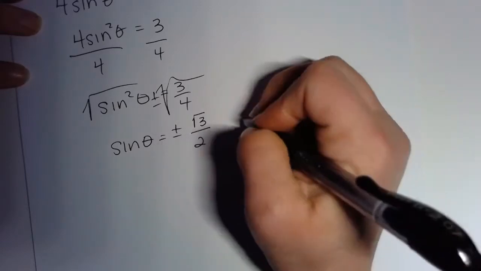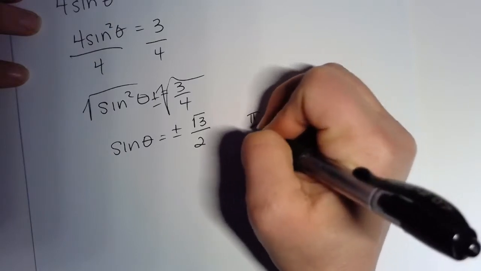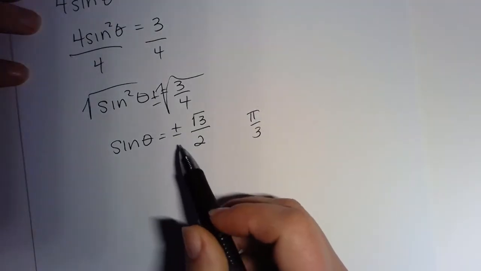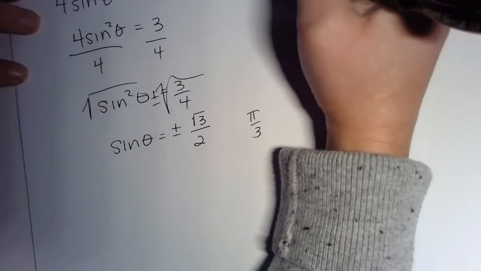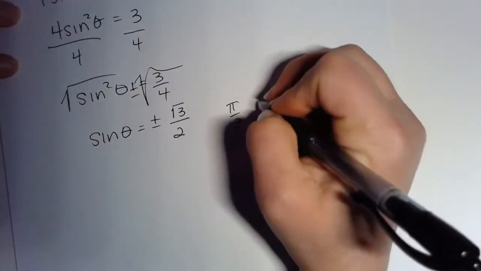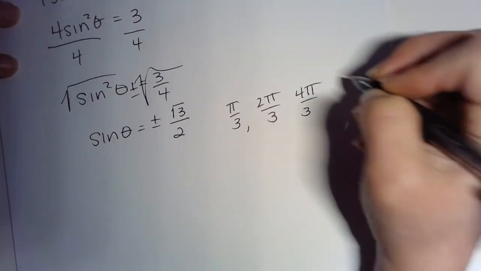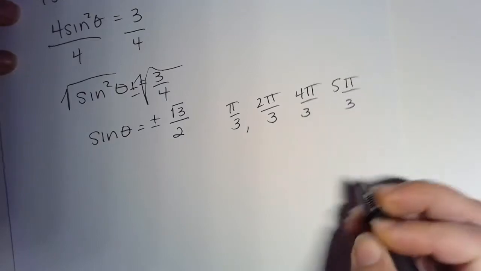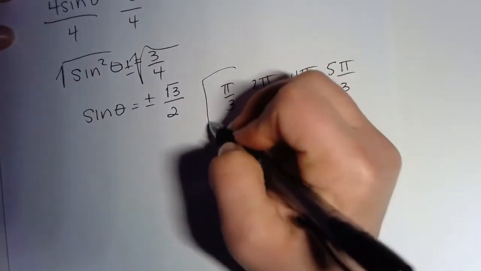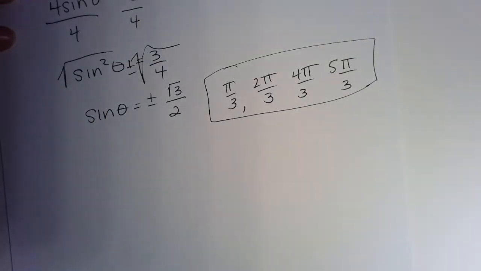And I know that when I have the sine is square root of 3 over 2, it's multiples of pi over 3. And since I get plus and minus them, I'm going to have all of them. And I'm going to stay between 0 and 2 pi here. So that would be pi over 3, 2 pi over 3, 4 pi over 3, and 5 pi over 3. So all the values between 0 and 2 pi. There are my values. So I really do need to know my trig values here.